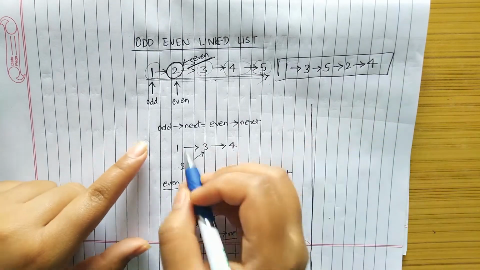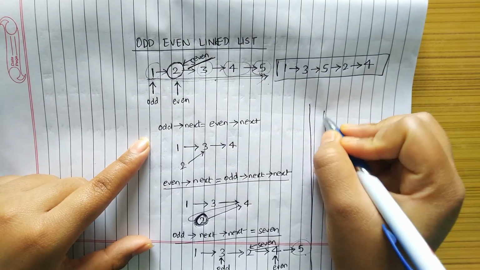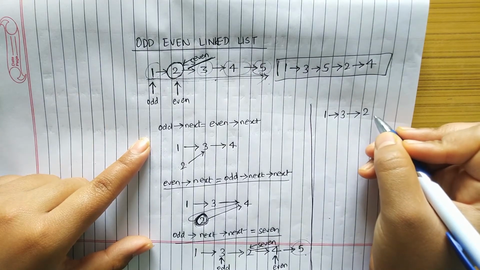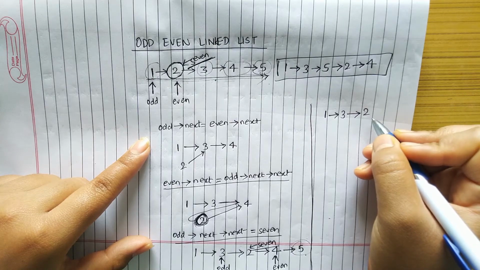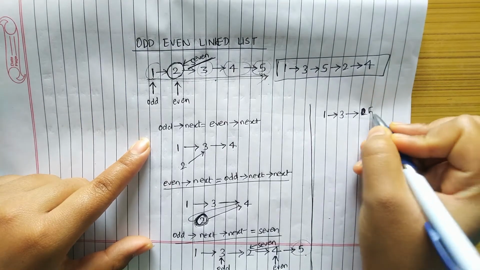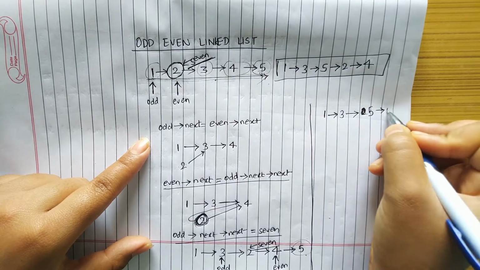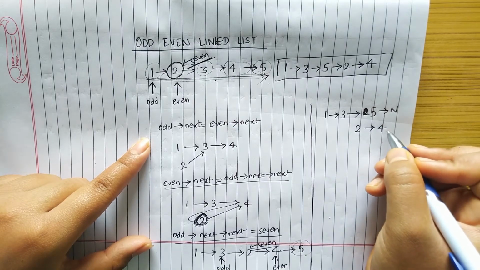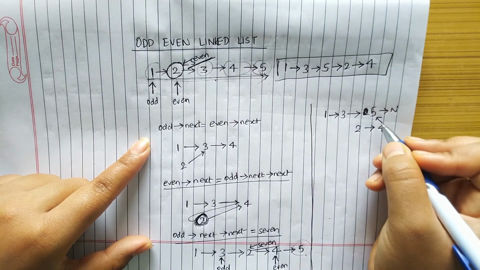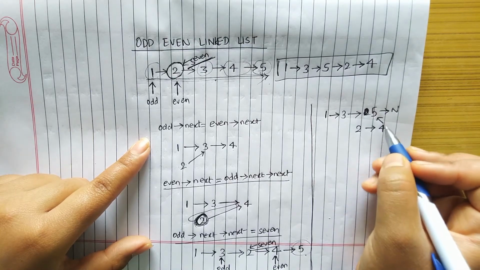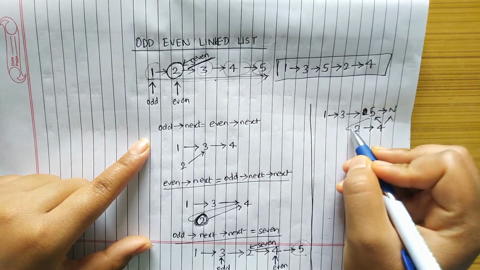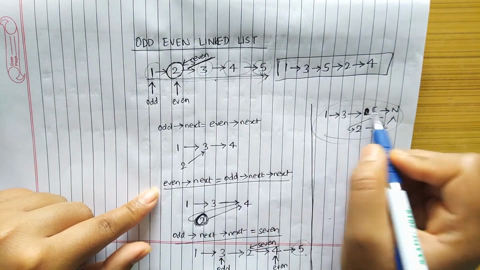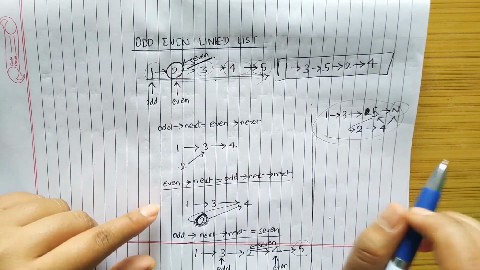But now, when this step is done, we will have 1, 3, 2, and then odd of next will be 5, and 5's next will be null, and we will have 2 and 4 separately. Now 4 is initially pointing to 5, but we want to make 4 point to null and 5 point to 2. The problem is that if we access odd of next now, it will access null, and that's not what we want.